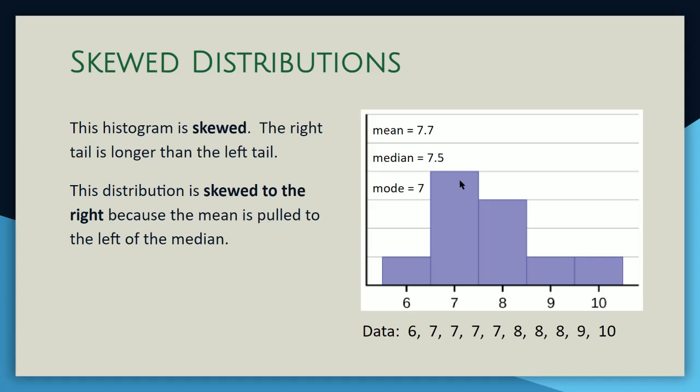The median, or halfway point, is right on that boundary between 7 and 8. But the mean has been pulled to the right of that median because of all of these higher values way out at the edge of the graph.